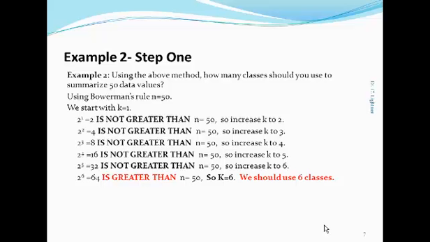2 to the second power equals 4, still not greater than 50. 2 to the third power equals 8, still not greater than our n equals 50 data values. 2 to the fourth power is 16. 2 to the fifth power is 32. 2 to the sixth power is 64. 64 is the first number that we encounter that is greater than our n equals 50 data values. Therefore, we should use k equals 6 classes to summarize our n equals 50 data values.